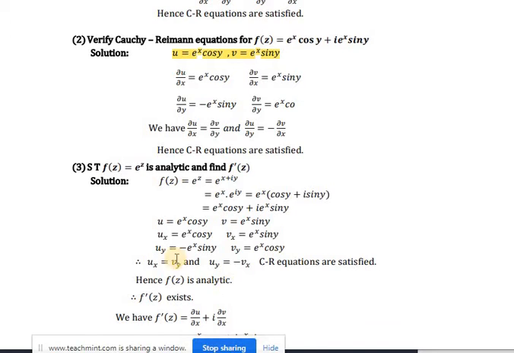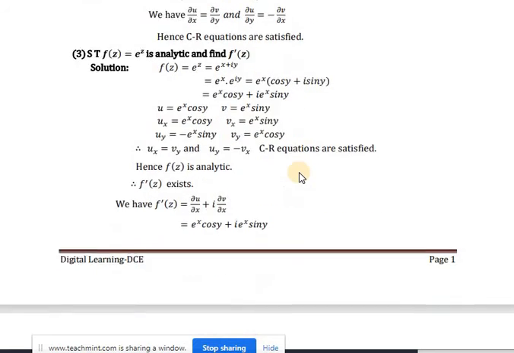And we will find out the f dash of z for f of z is equal to e power of z. Let us take up the problem. Show that f of z is equal to e power of z is analytic and find f dash of z.